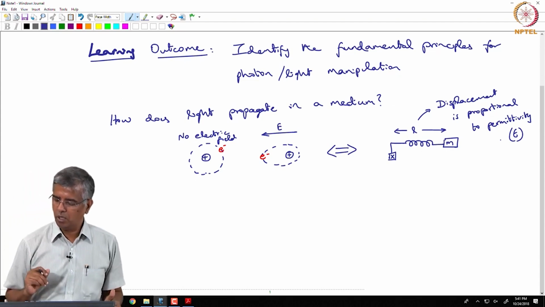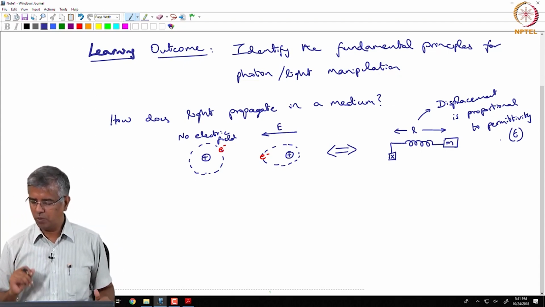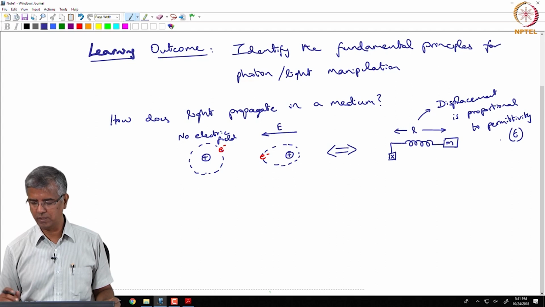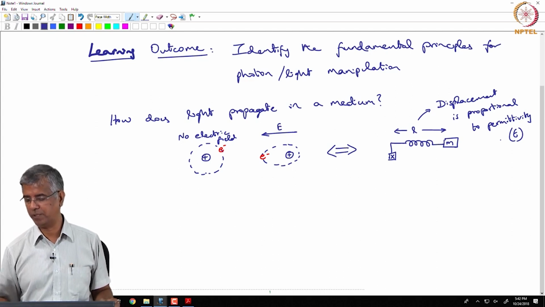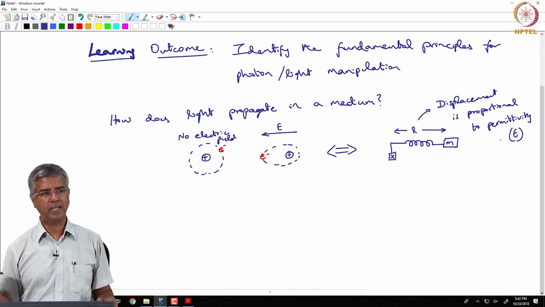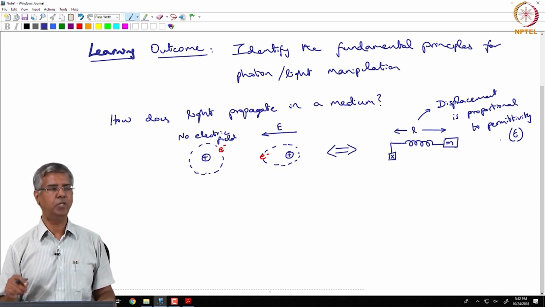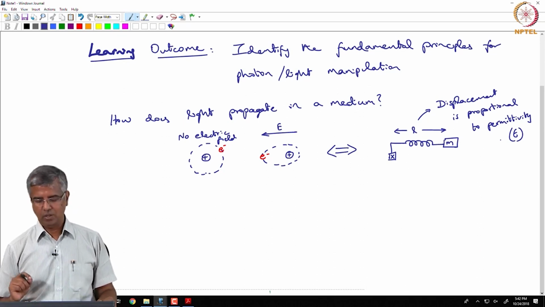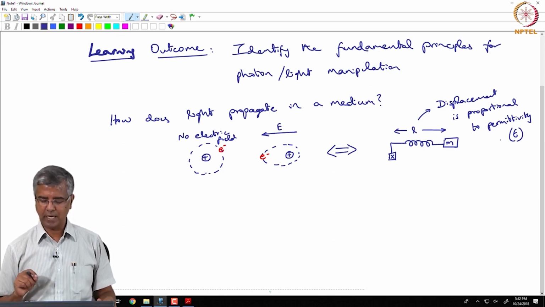Okay. Now, what we want to know is what are the characteristics of this displacement. How does the displacement behave as a function of frequency, and how does the displacement behave as a function of the magnitude of the electric field that is applied. So, why is that part important?